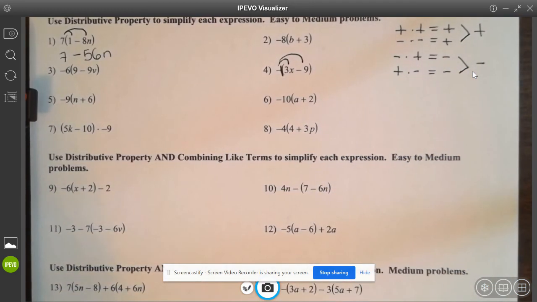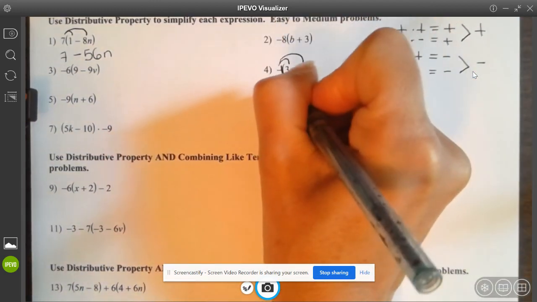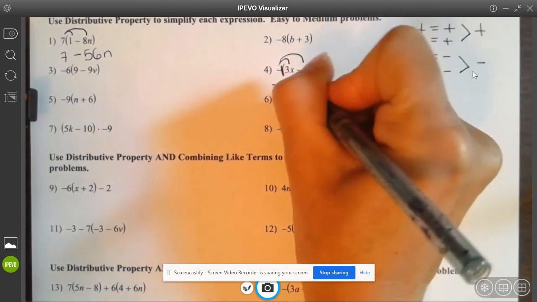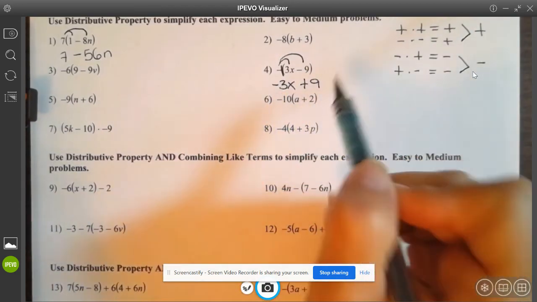All right, so let's complete it. So -1 times 3x, that's -3x. And then -1 times -9, that's +9. And that's all you can do here because one has an x and the other one doesn't.